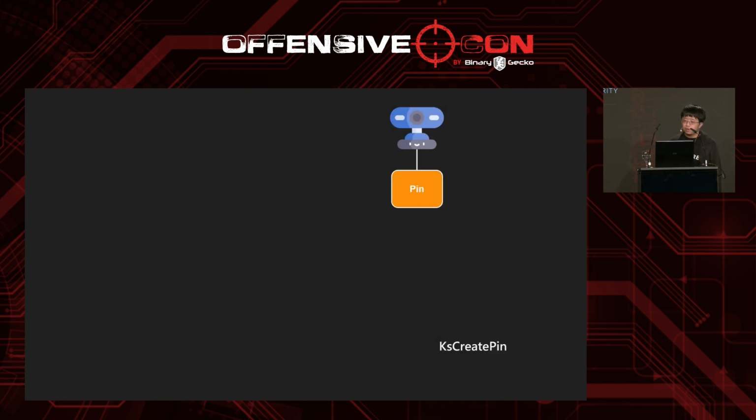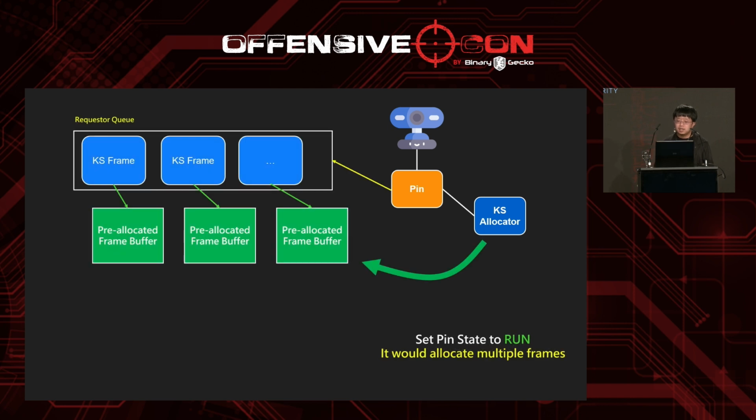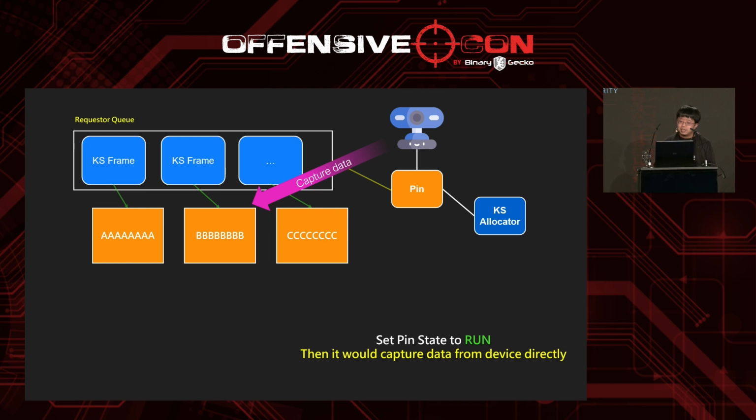Let me use a diagram to walk you through this. When a pin is opened, the kernel creates a pin object. Then we can create a KS allocator and attach it to the pin. Before reading data from the pin, we need to set its state to run. At this moment, the allocator will pre-allocate the number of frame buffers we have configured. From that point on, data is streamed from the device into the pre-allocated frame buffers. Corresponding KS frame structures are also allocated.